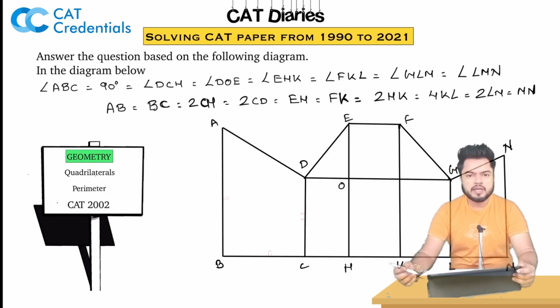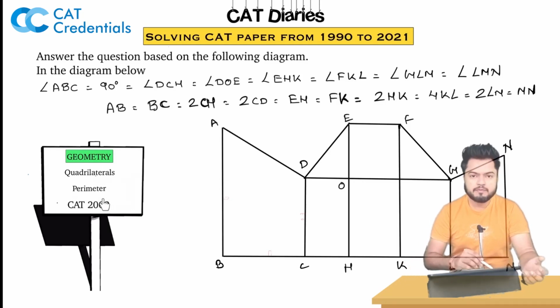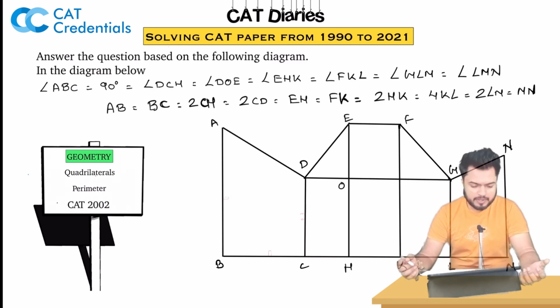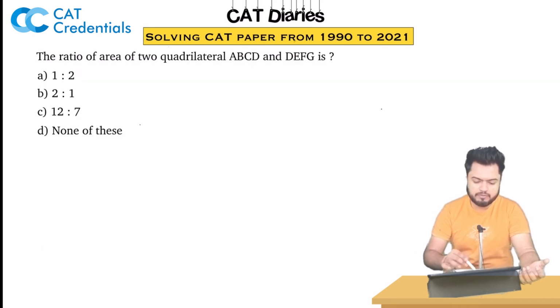So let's now take our next problem, which is again from quadrilaterals based on the type of perimeter. This problem was asked in the year 2002. Okay, so let's understand what is being given here. Answer the question based on the following diagram. So this is a diagram that you can see here, and this is the question that you have on this diagram.